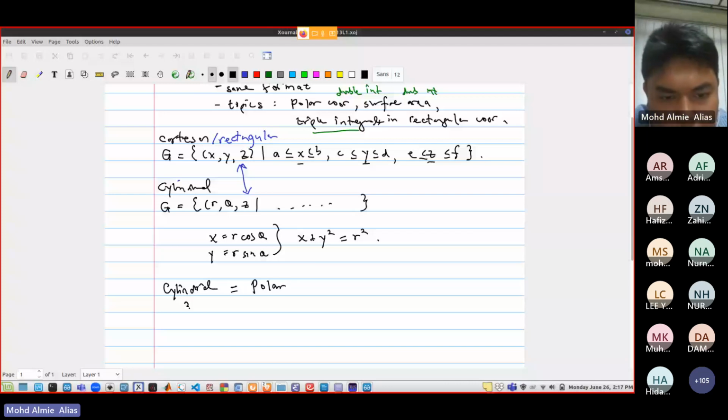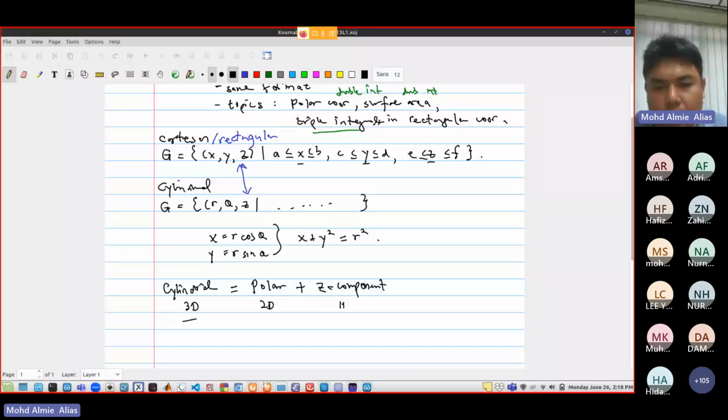Cylindrical is 3D, polar is 2D. So polar coordinate plus Z component, okay, or Z. Okay, so polar plus the Z component, and you get the cylindrical coordinate. So this is polar 2D, Z component is just 1D, and you get the 3D. Okay, so sorry.